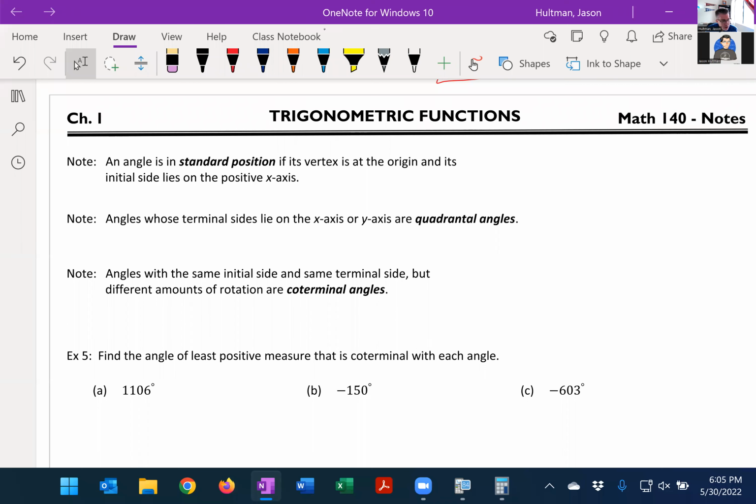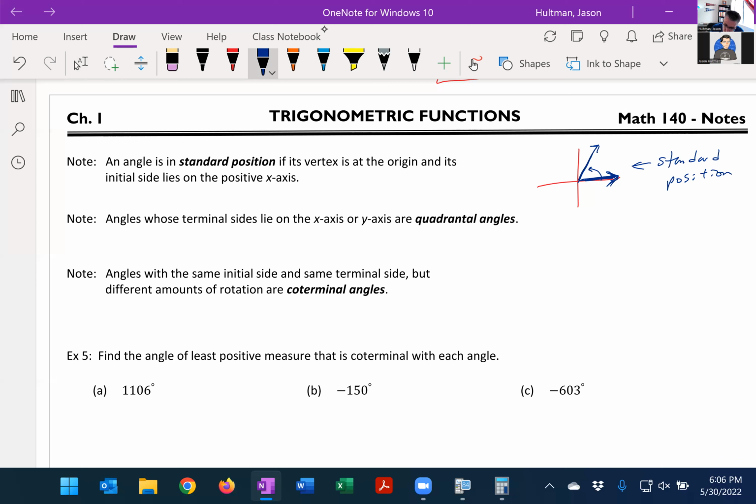Okay, so let's talk about angle measures in degrees. An angle is in standard position if the vertex is at the origin and its initial side, I'm going to put that in blue, its initial side lies on the positive x-axis. So it starts here, that's the initial side, and then wherever it ends, that's the terminal side. This is standard position for an angle.